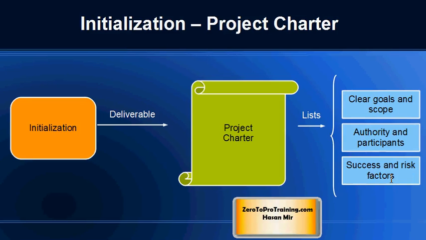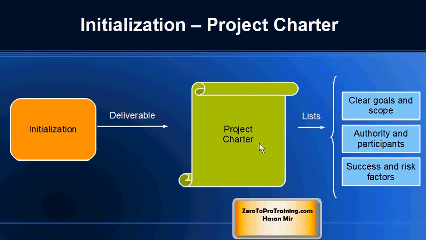For example, if this project is dependent on the success of another project, that fact is listed there as well. The project charter is like a Bible that will be followed throughout the project. If there is any conflict, the charter will be referred to. If there is any difficult decision to be made, the charter will be referred to. So that's why it will contain all the necessary information that will be required in decision making or in resolving any conflicts.